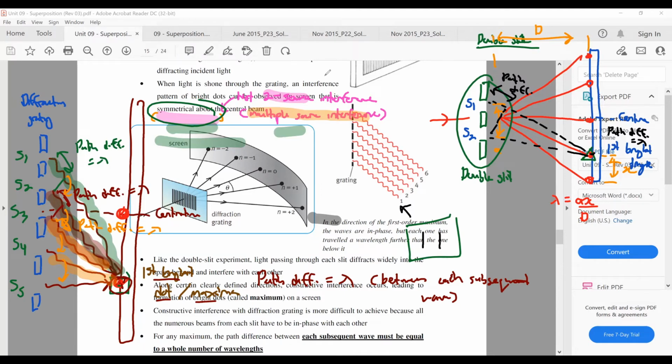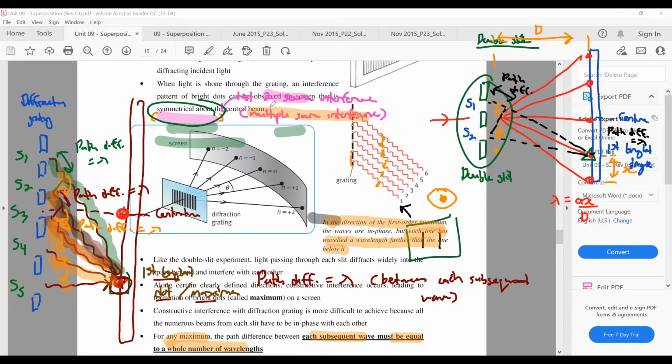That's why the diagram mentioned here, in the direction of the first order maximum, the waves are in phase, but each one has traveled a wavelength further than the one below it. You can imagine that if this one is your bright spot, each of these waves from each of these slits will arrive at this spot, but the difference between each of these waves in terms of the path difference is just lambda. That's why in the notes I also mentioned this. For any maximum, the path difference between each subsequent wave must be equal to a whole number of wavelengths, right?